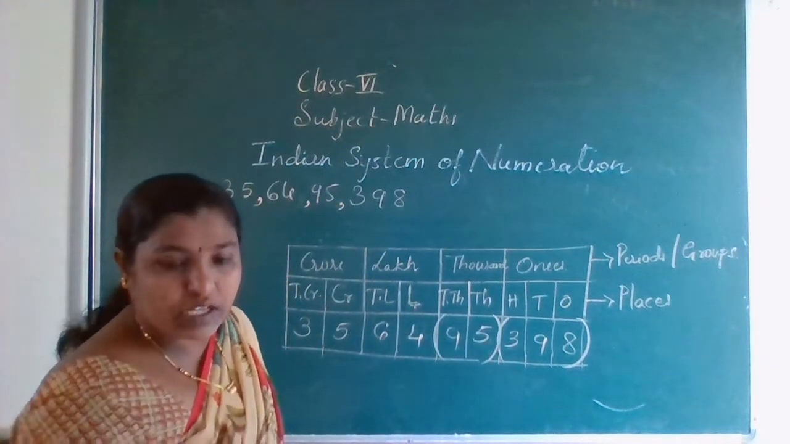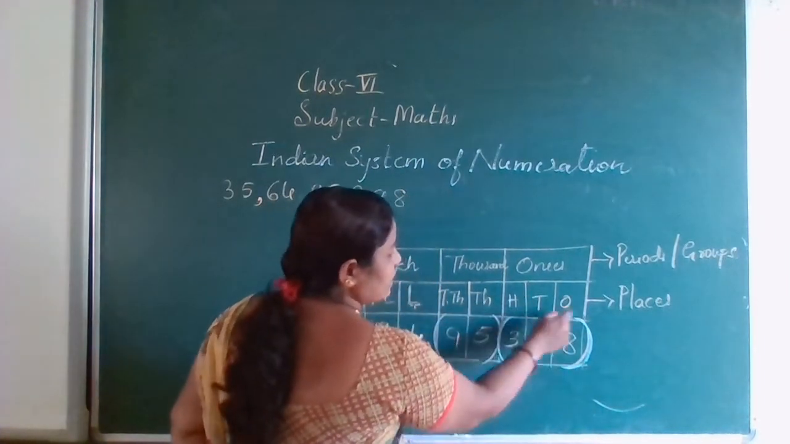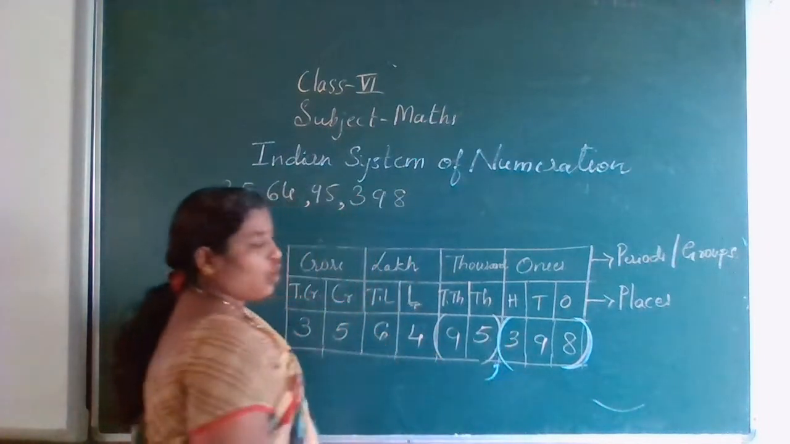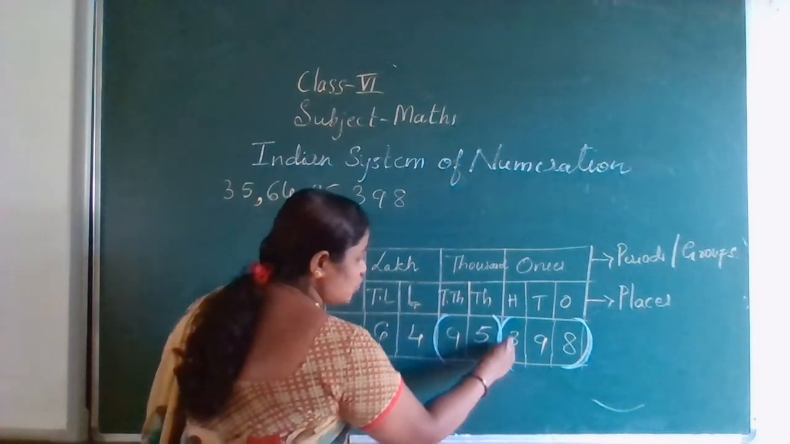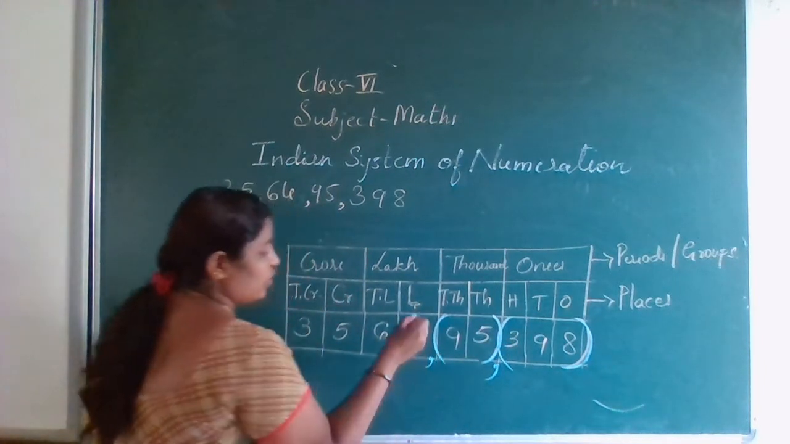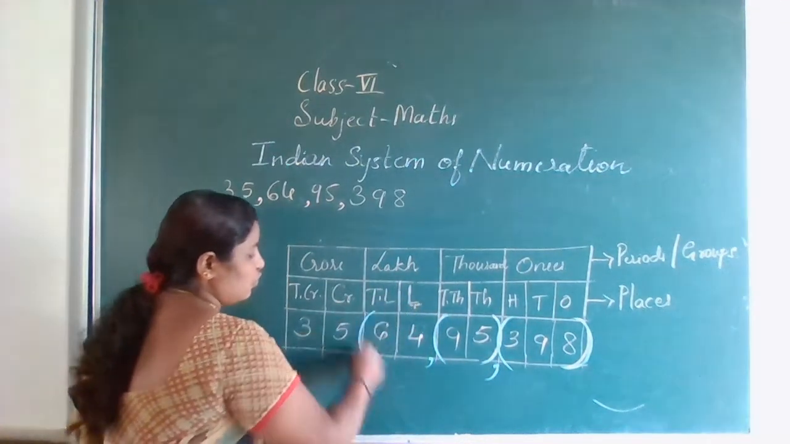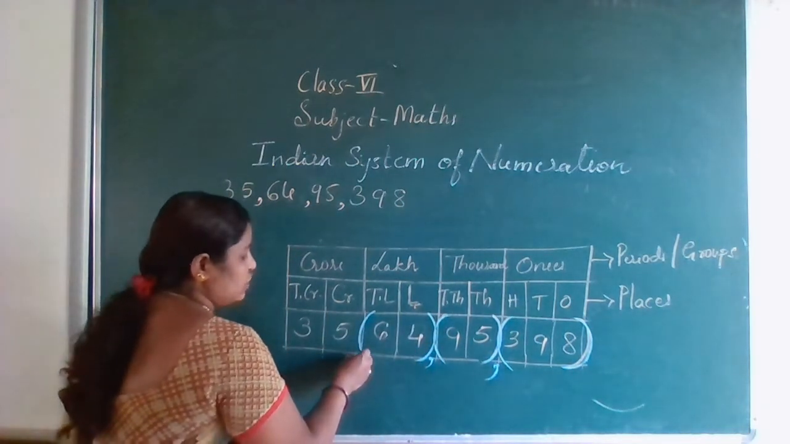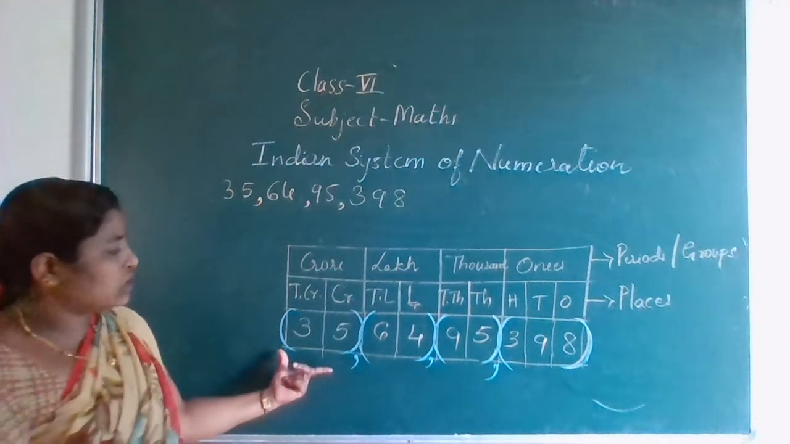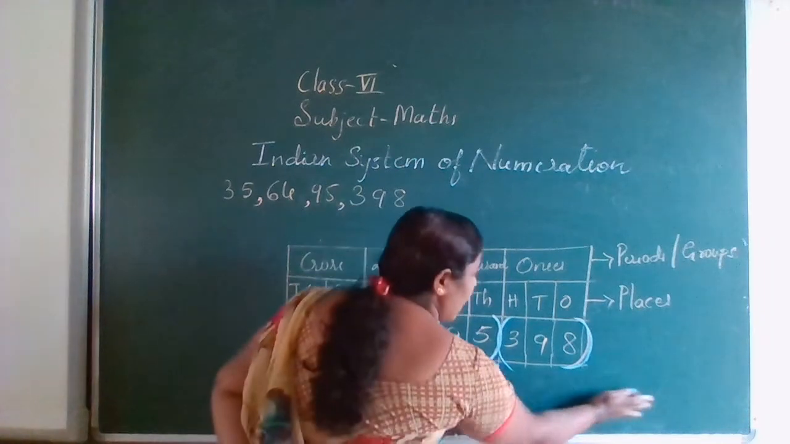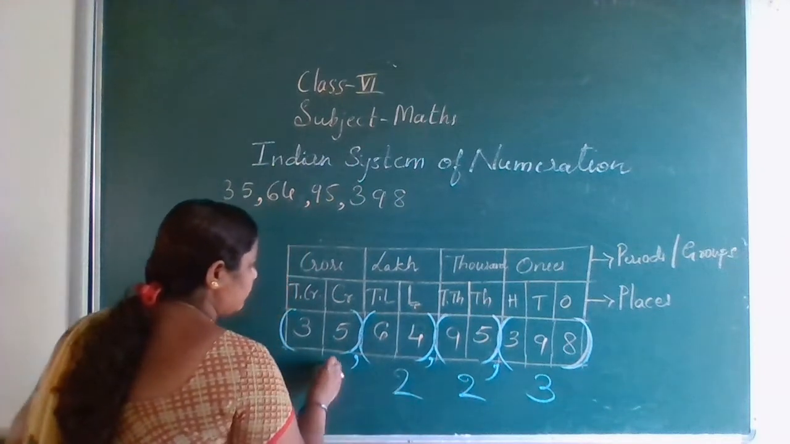Listen carefully, this is interesting. The first group has 3 places, so after 3 we should give a comma. After this, the thousands group has 2 places, so this is one group. After this you should give another comma. Next, the lakh group again has 2, this is one group. After this you give a comma. Next, the last one is crore, which is again 2. So the Indian system has first 3 numbers, then 2, again 2, again 2.